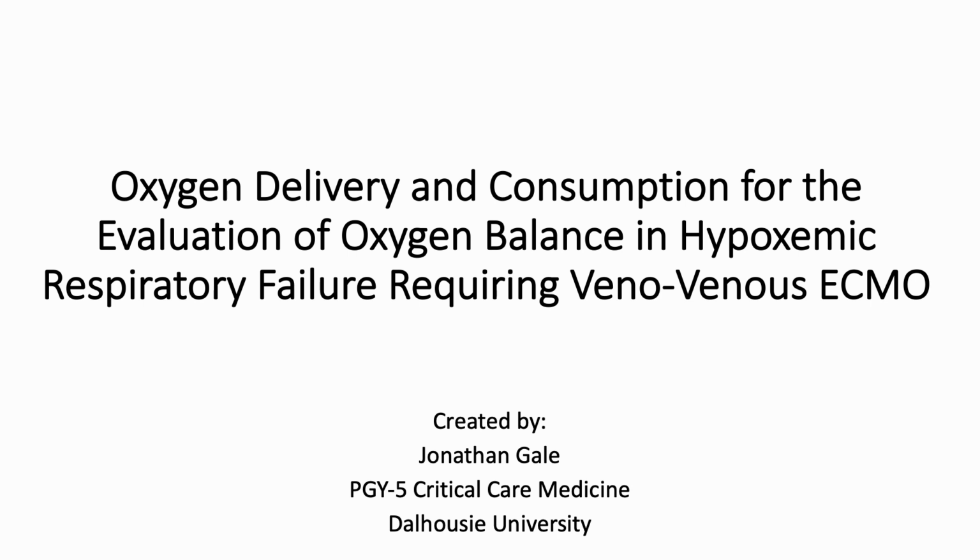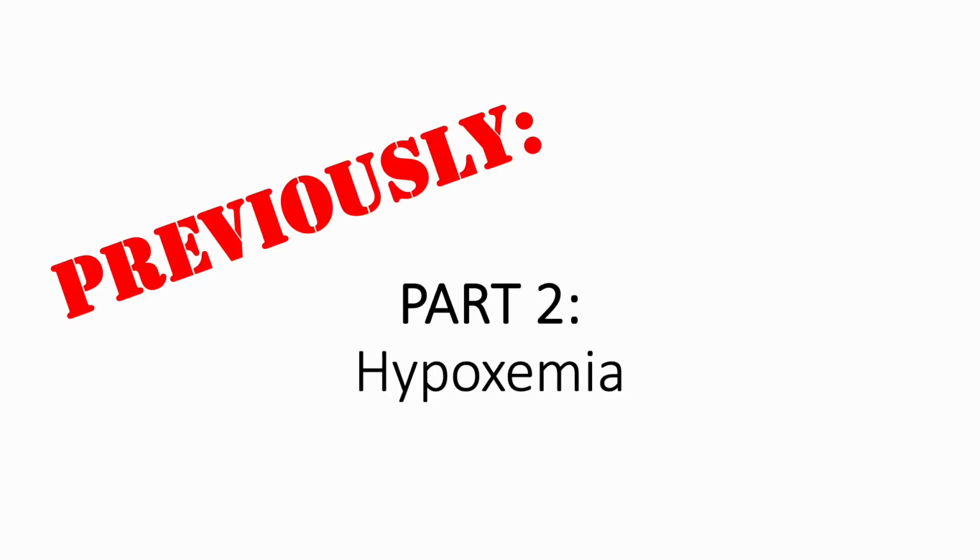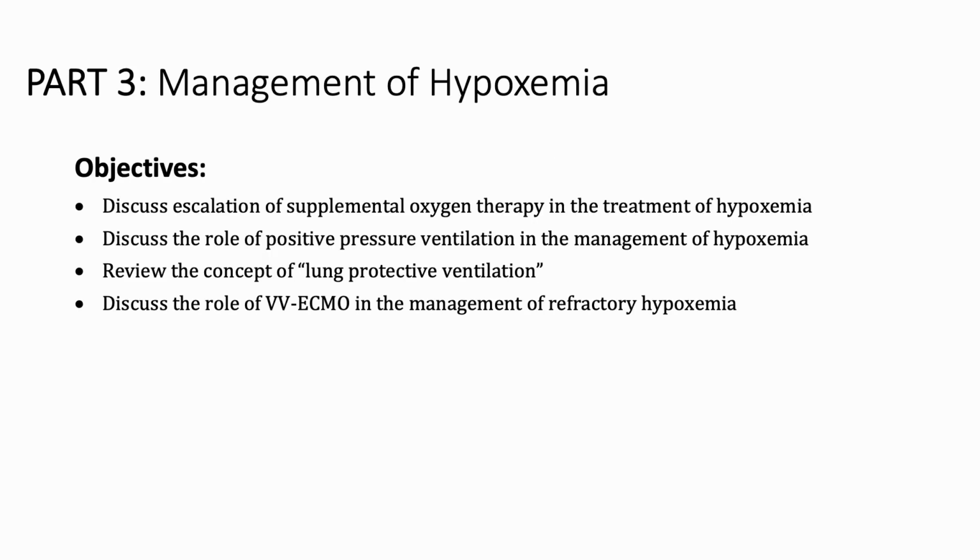Thank you so much for tuning in today for part 3 of my 7-part learning module on oxygen delivery and oxygen consumption in the evaluation of oxygen balance in hypoxemic respiratory failure requiring VV-ECMO. Last time we reviewed the definition of hypoxemia, discussed the 5 broad categories of hypoxemia, and also learned about the AA gradient, as well as how to calculate it and apply it to narrow our differential diagnosis for hypoxemia. Today we'll be discussing the general management of hypoxemia both inside and outside of the ICU.